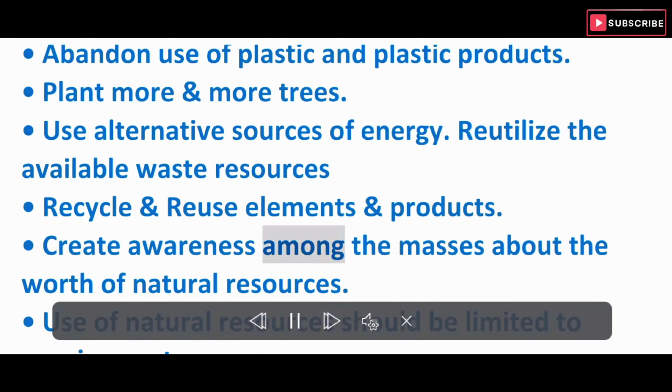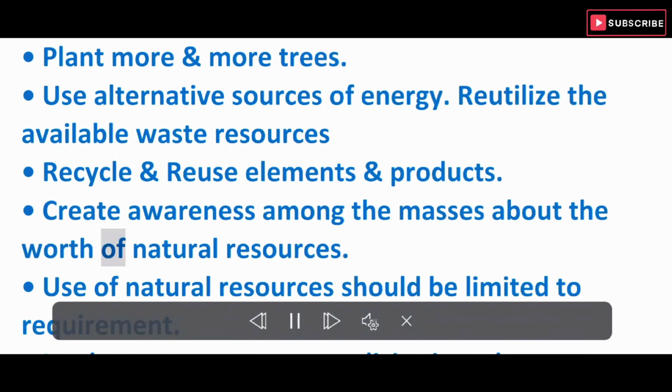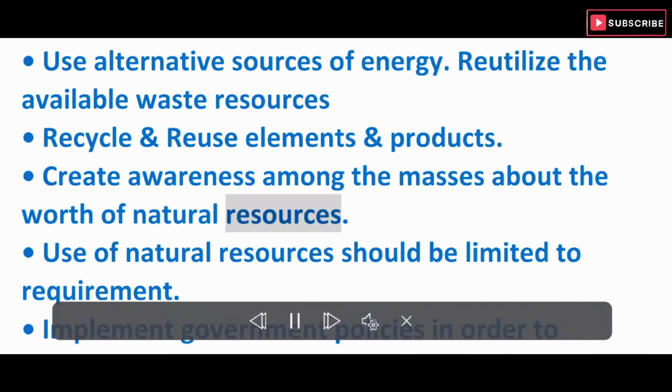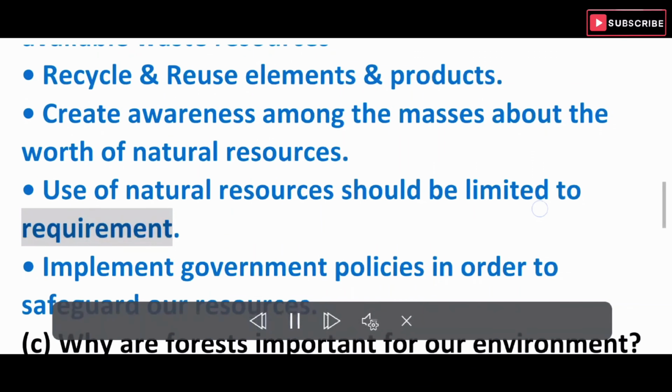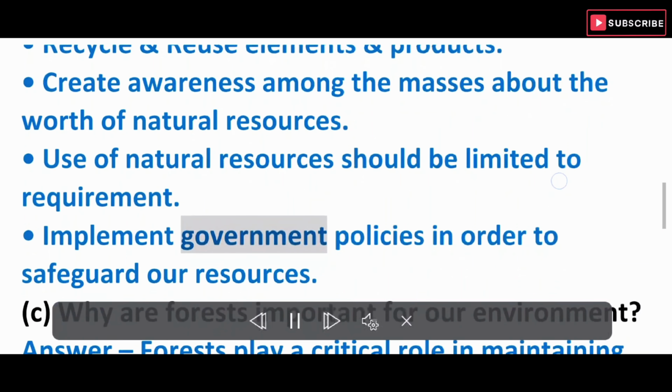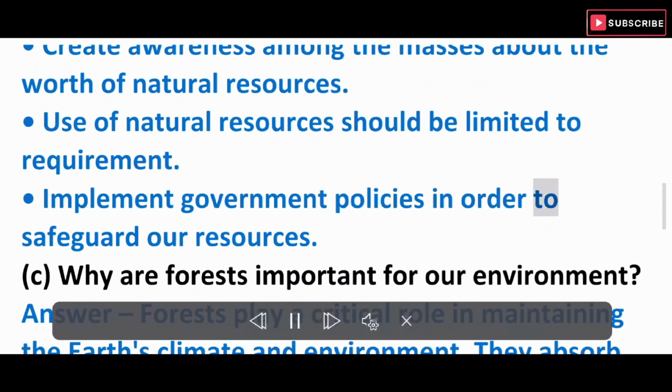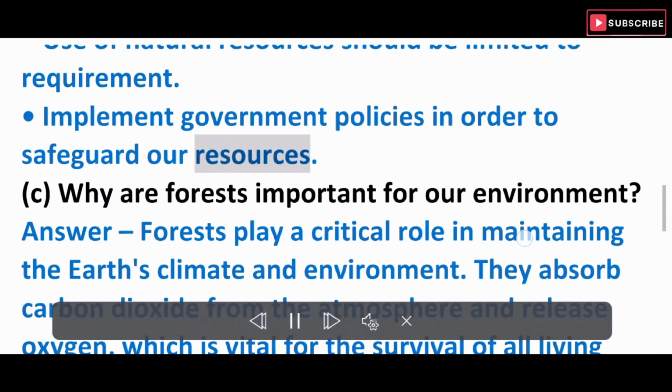Create awareness among the masses about the worth of natural resources. Use of natural resources should be limited to requirement. Implement government policies in order to safeguard our resources.